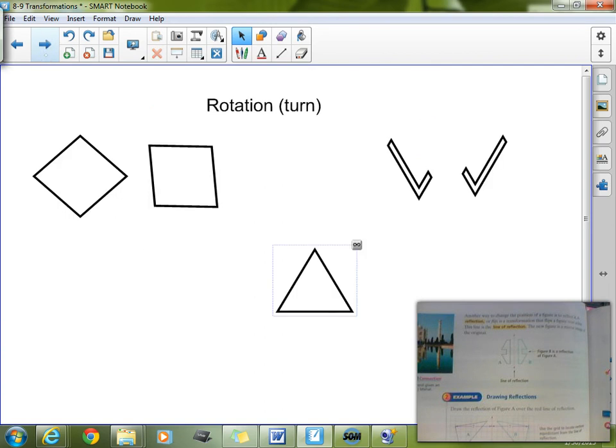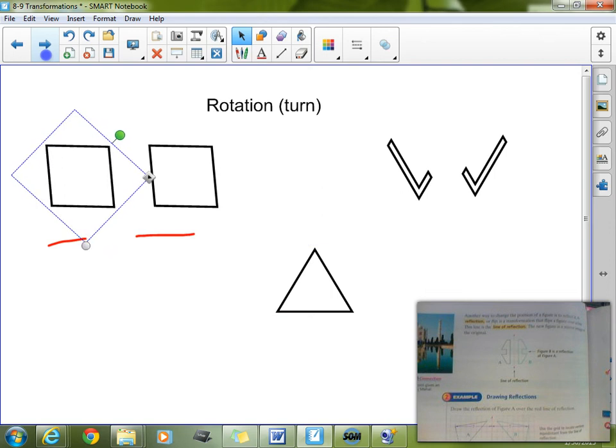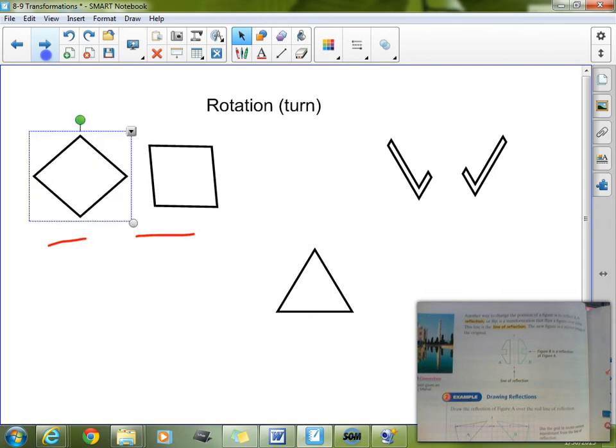Last thing, rotation. Now, with this first one we see, this first one is a good example of a rotation because all I did, I took this figure and I rotated it just like that. Okay, so I'm going to keep that back. So this is a good example of a rotation.